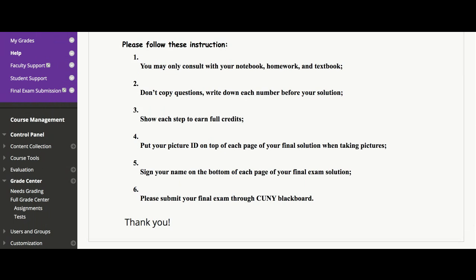Let me see questions. There's no multiple choice question. Right, you can use notes.